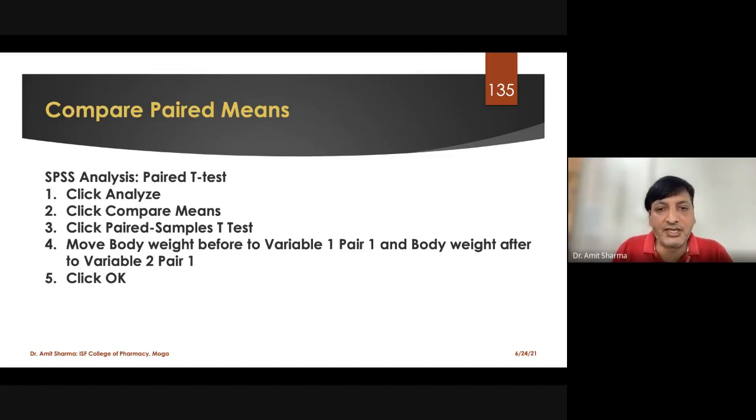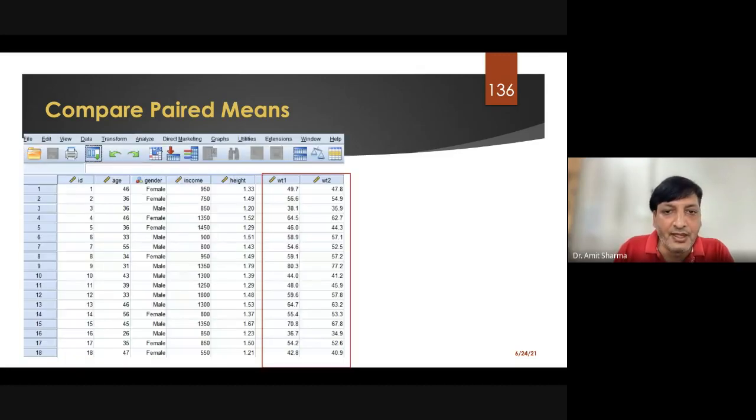No need to apply the test again and again. So each set will be called as a pair. So I'll show you in the SPSS how the pair will be made in the software. Like this, you have to enter the data. For example, we want to see now for SPSS, I have taken another example.